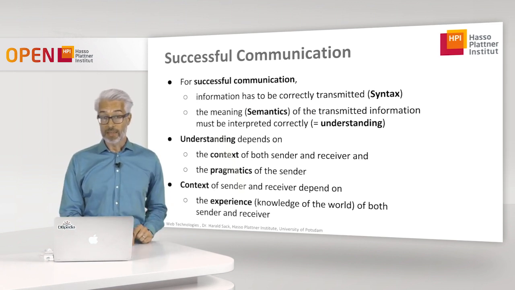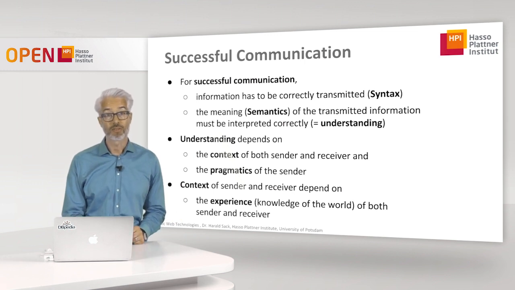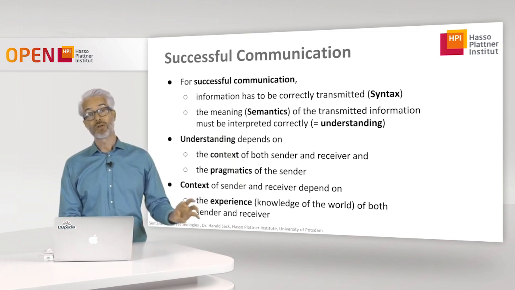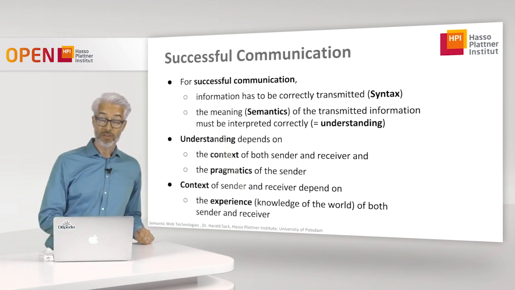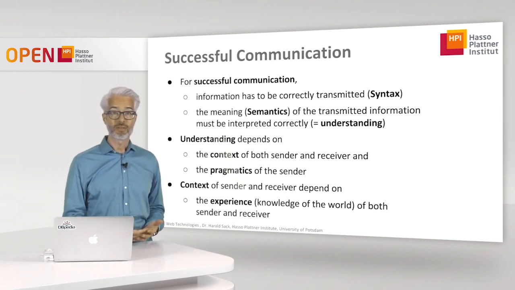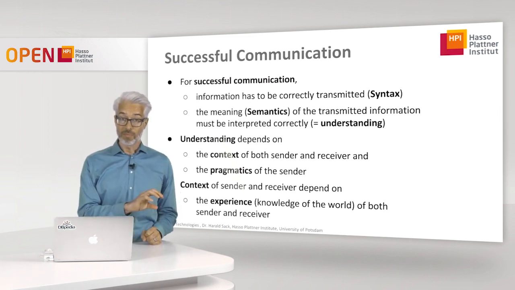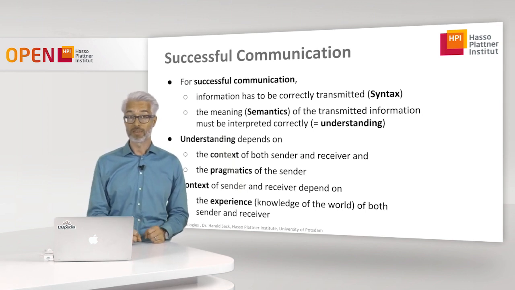But the understanding, so the correct interpretation, depends first on the context of both, of sender and receiver, and also of the pragmatics of the sender. And again, the context of both depends on the experience, the world knowledge of both, of sender and receiver. And only if all of these factors are considered and interpreted correctly, successful communication is possible. So you see, it is really important to interpret the meaning of a message in a correct way. And there are lots of factors which influence the correct interpretation.